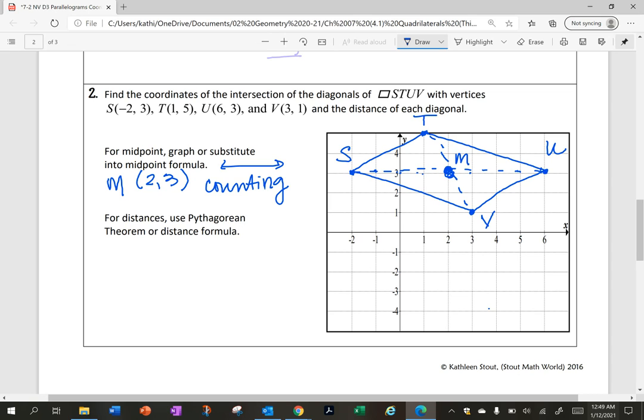Okay, let's find the distance of each diagonal. So diagonal S to U. Again, this is a horizontal, so I'm going to just count. So I know this is 1, 2, 3, 4, 5, 6, 7, 8. It's horizontal, so I just got this from counting.